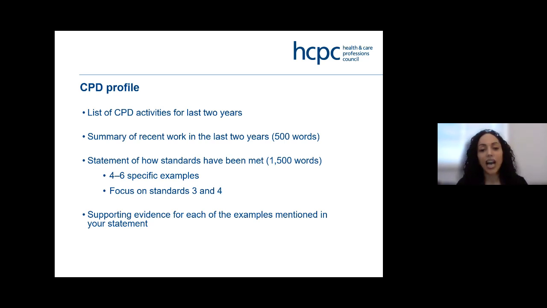So my best advice is to have a look at your list of CPD activities and pick around 4 to 6 activities. Make them a mixture. So don't just pick 4 or 5 formal courses. Make it a mixture. So, you know, pick maybe some self-directed learning, some in-house training, some formal training. Just having that mixture is really important to demonstrate you meet standard 2.